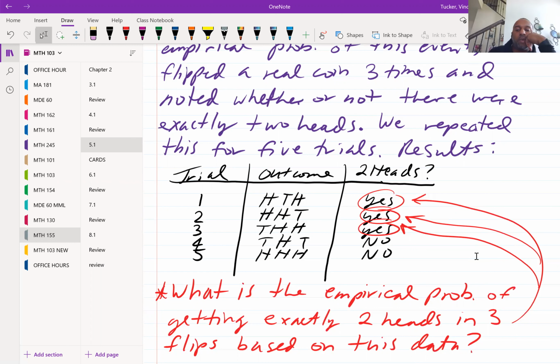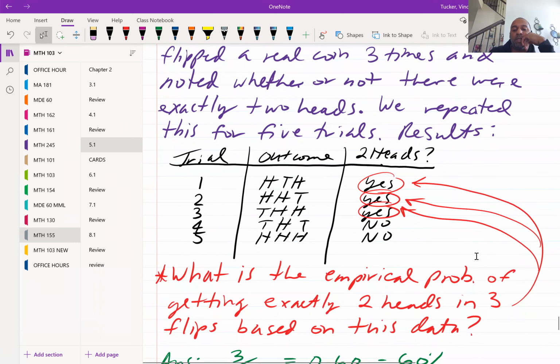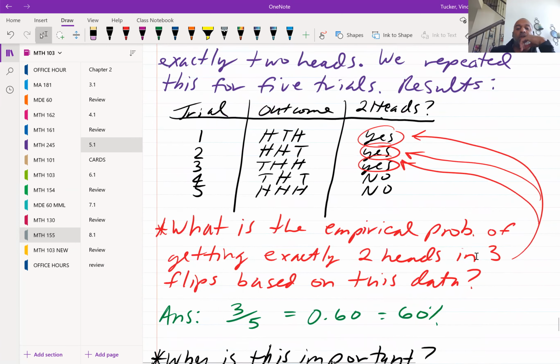All right, so it says, what is the probability of getting exactly 2 heads in 3 flips based on this data? It's 3 out of 5, which is a 60% chance.